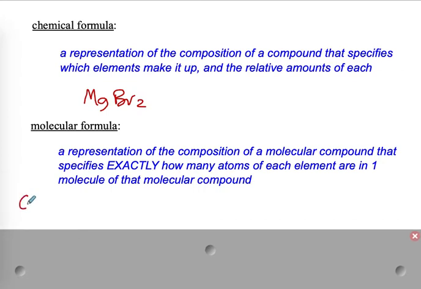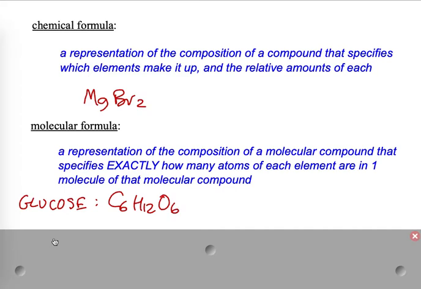So for example, if I take the molecular compound glucose, which is blood sugar, that has the molecular formula C6H12O6, meaning that in every molecule of glucose there are exactly 6 carbon atoms, 12 hydrogen atoms, and 6 oxygen atoms, okay? 24 atoms in that molecule. Now notice that is not the simplest integer ratio of carbon to hydrogen to oxygen. So a molecular formula, which applies to a molecular compound, gives you more specific information.